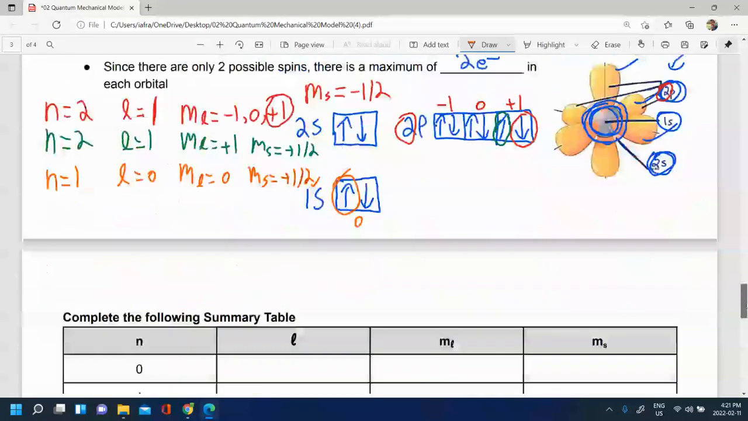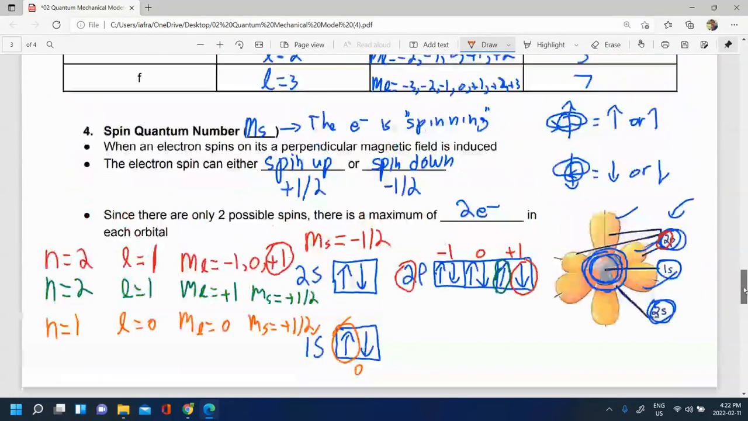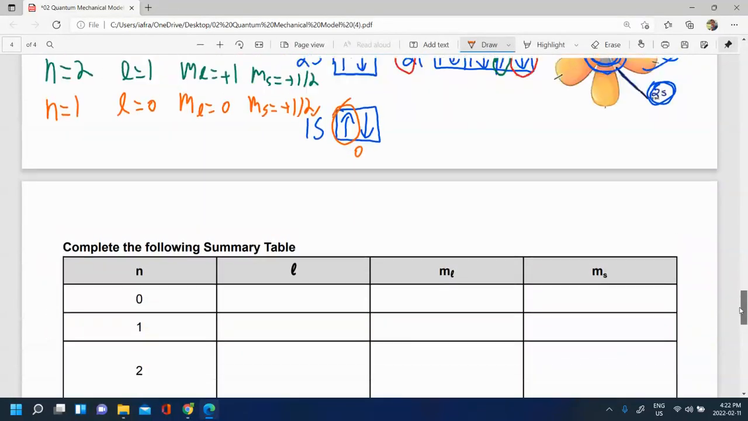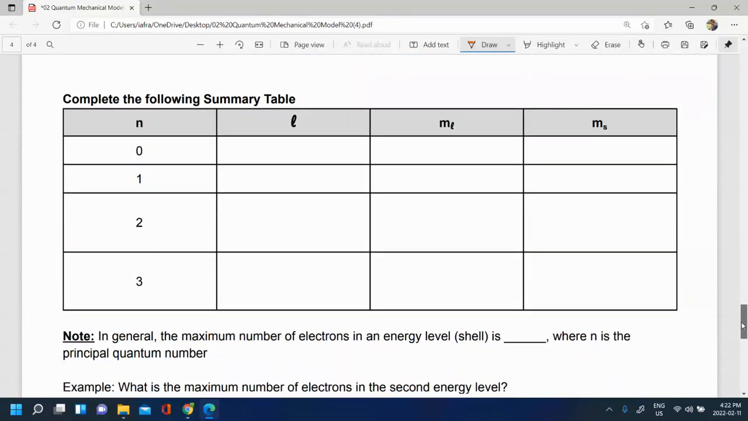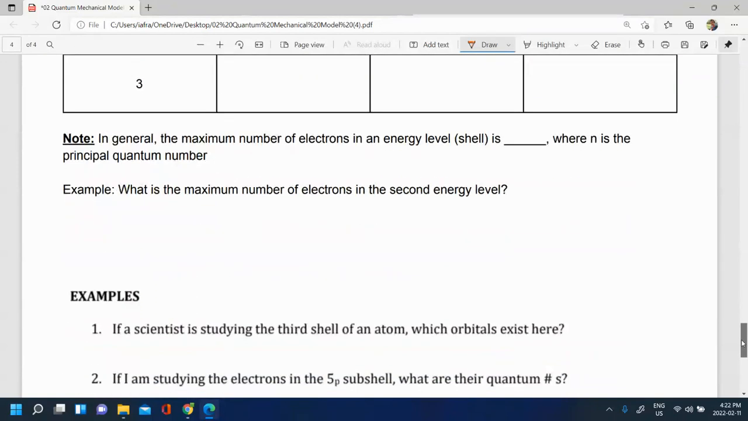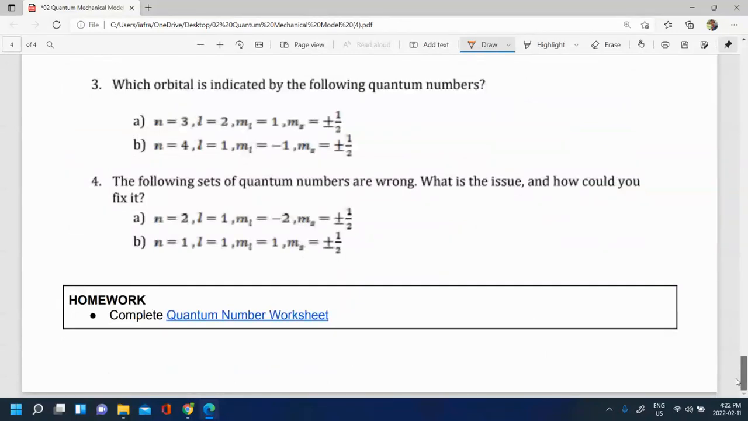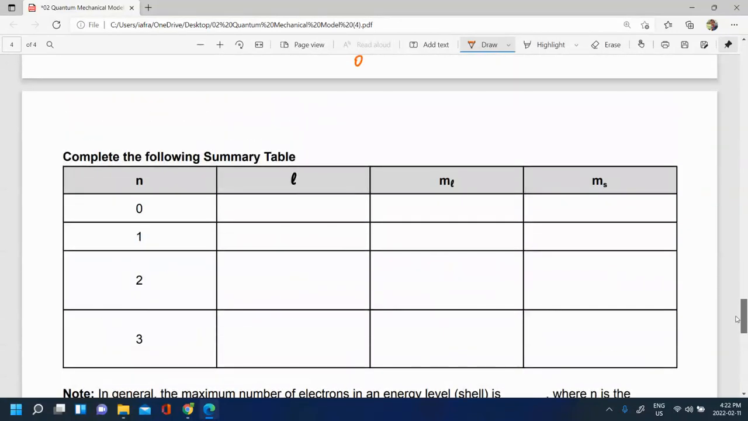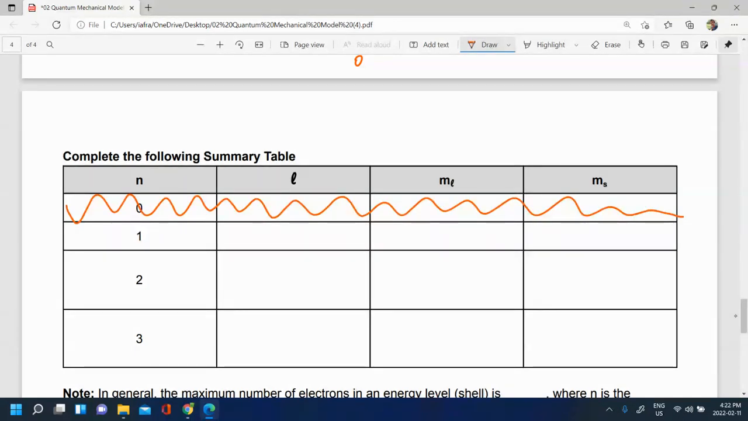So to summarize, let's go to our summary table and complete it. And then afterwards, I'll make a separate video where we'll do a few examples together to learn how to use these quantum numbers. So first of all, in this table, there shouldn't be n is equal to 0. That doesn't exist. You need to have n is equal to 1 at the very least.